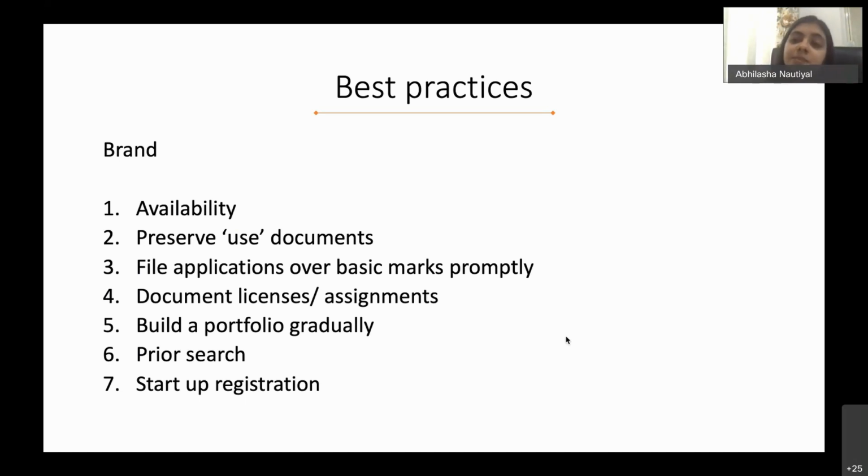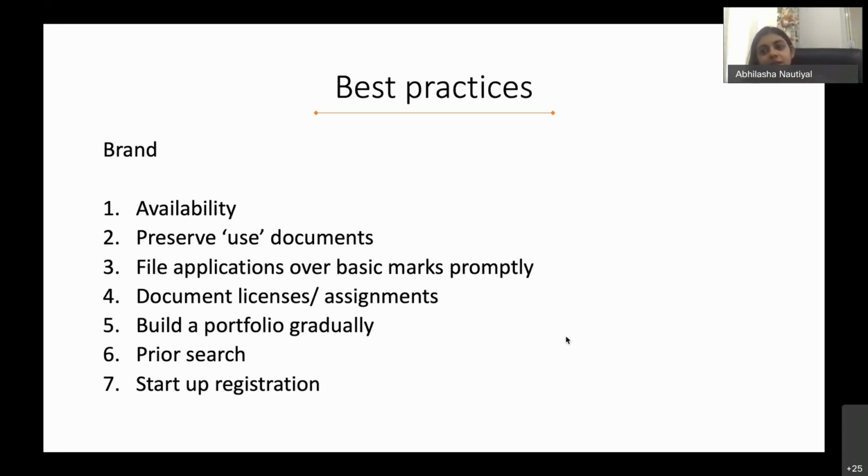Second, always preserve your use documents, because what happens in brands is your first use of the brand, or when you adopted the brand, a lot turns on it. Because the first person to use is usually the person who gets protection over the subsequent user. So always preserve your use documents.